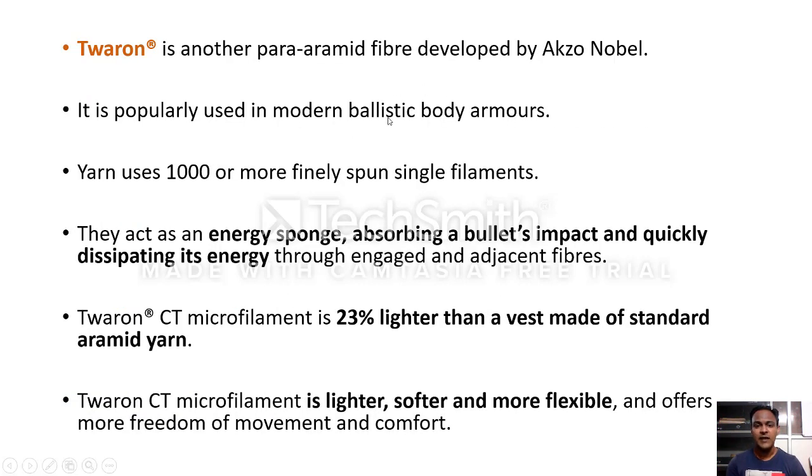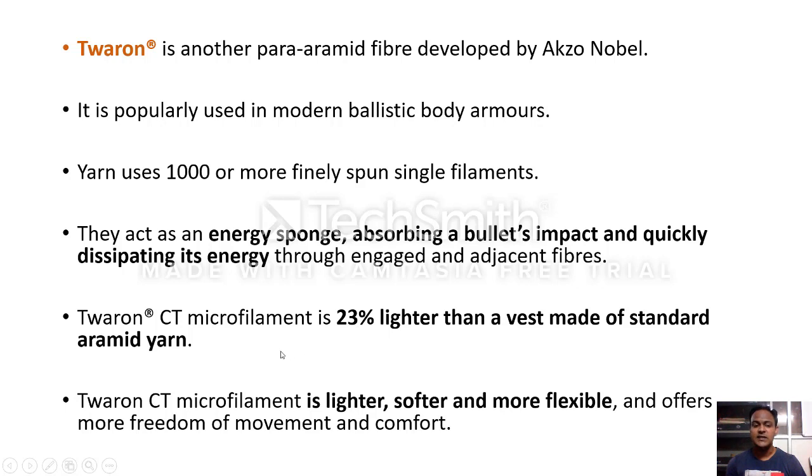And another type of aramid Kevlar is the Twaron. It is another para-aramid fiber, which is a Kevlar fiber. It is developed by AkzoNobel. It is popularly used in modern ballistic body armors. Here the difference is, the Twaron yarn uses 1000 or more finely spun single filaments. It uses microfilaments, so that this acts as an energy sponge, absorbing a bullet's impact and quickly dissipating the energy. This absorption and dissipation of energy is a requirement in the ballistic clothing. That is done because of the presence of a large number of small single microfilaments.